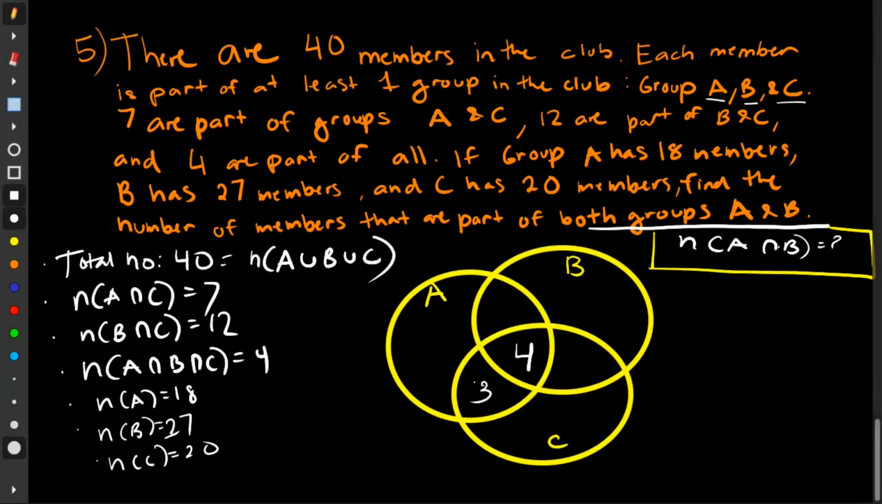Then we also have the intersection of B and C, which is this part. This we already have 4. This is simply 8. And this part is unknown to us. So we put X out here.